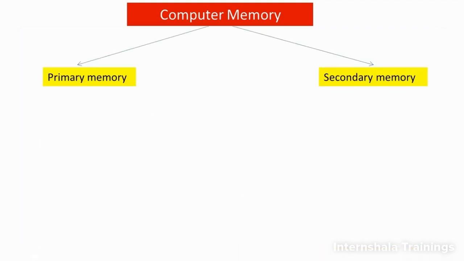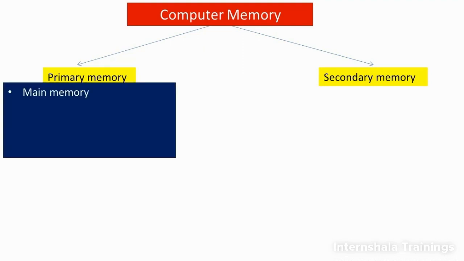Now we come to the types of computer memory. Broadly speaking, we have two types of computer memory. One is called primary memory, another is called secondary memory. First, let me tell you about primary memory. Primary memory is in fact the main memory of the computer system. Its access is at lightning speed, and the reason for this speed is that it is an internal memory.